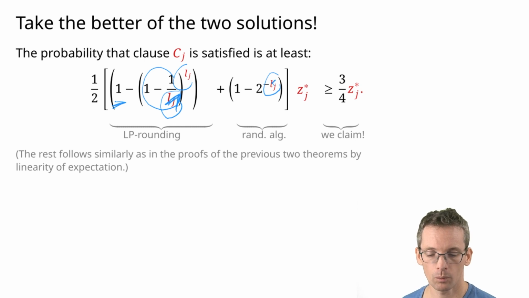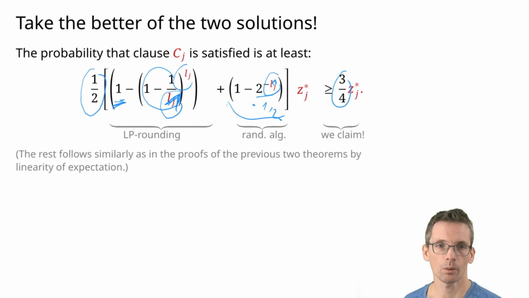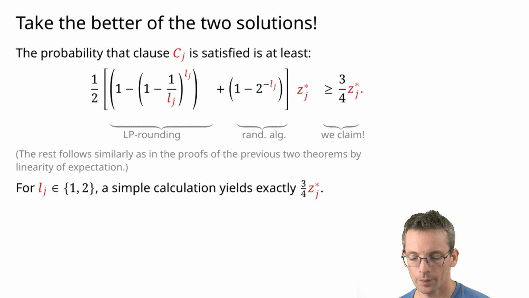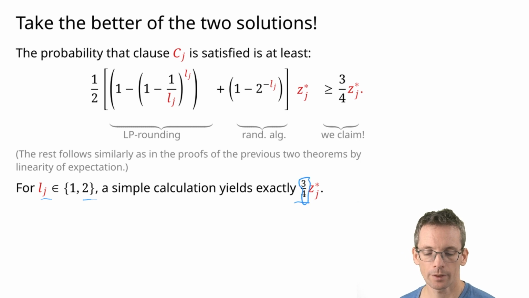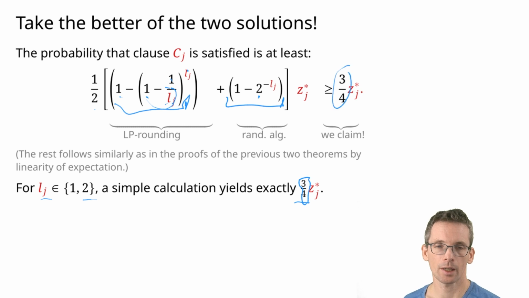If I have a 1 here, so this is 1/2. So here I have 1/2, so I have 1 plus 1/2 divided by 2. This is exactly 3/4. Likewise, for Lj is 2, we again get that this expression is exactly 3/4. So here we would have 1 minus 1/2, so that's 1/2 to the 2 is 1/4, so we have 1 minus that, so we have 3/4 here. Also here we get 3/4, 3/4 plus 3/4 divided by 2 is exactly 3/4.